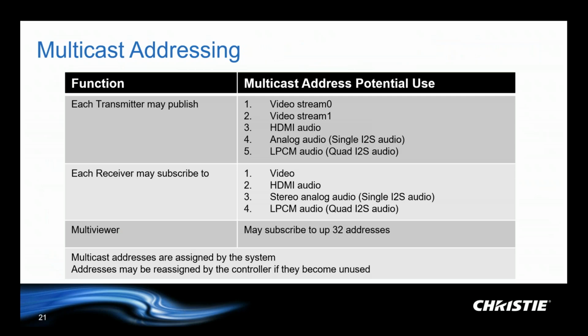In terms of multicast addressing, the transmitter is going to publish a certain number of things. So obviously the two video streams, the audio, the analog audio, and so on and so forth, and the receiver is going to subscribe to these things as well. The multi-view, as I said before, can subscribe up to 32 addresses. I think I said 36 earlier on, so my apologies for that. It's in fact 32.